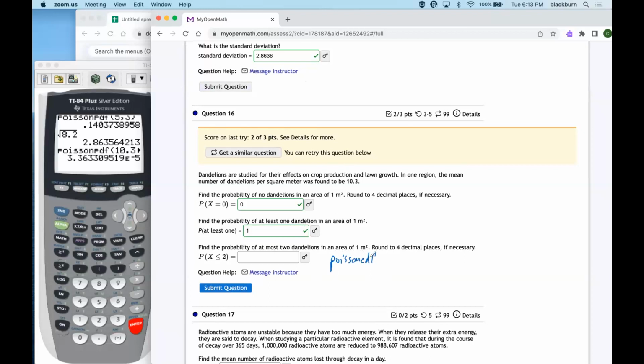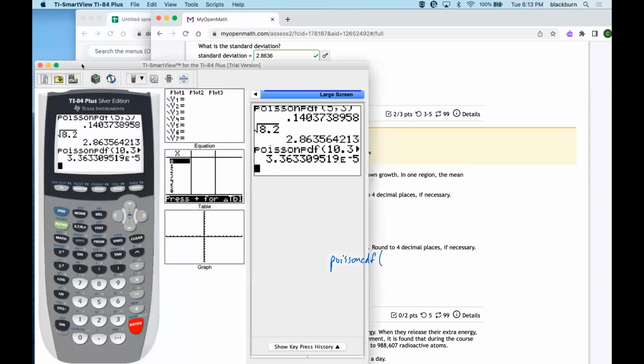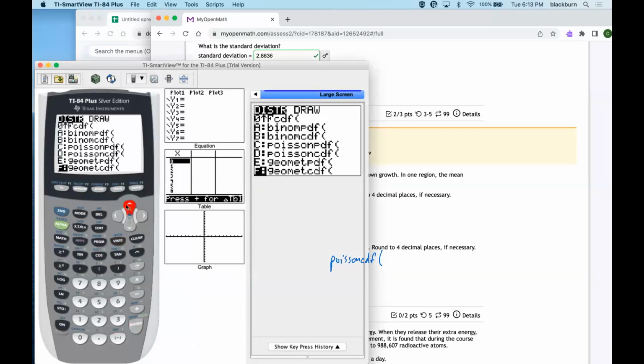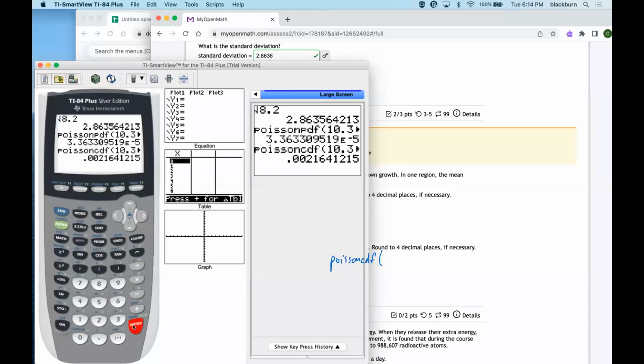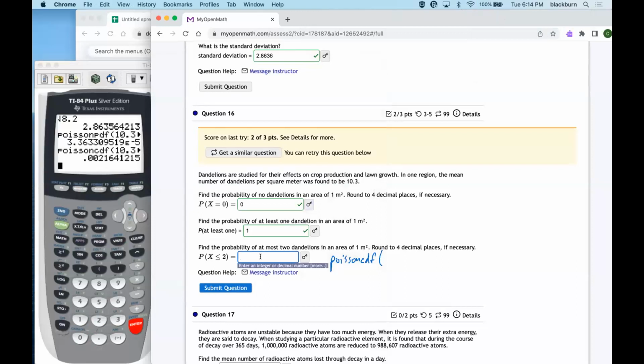So let's see what the Poisson CDF asks for when we do it on the calculator. So second distribution, Poisson CDF, we had a 10.3 mean. It does the same thing as the binomial. So the CDF is going to do less than or equal to whatever you put in for the X value. So I'm going to put 2 in for my X value, and paste it. 0.0022. So 0.22% of the time, you're going to have less than or equal to 2 dandelions. There's going to be a lot of dandelions in that square meter, apparently. Let's do the next one.